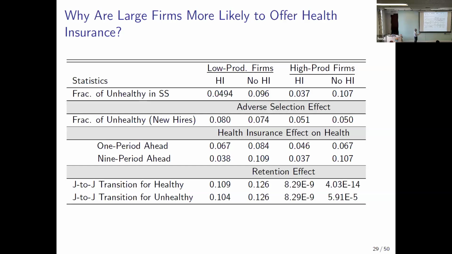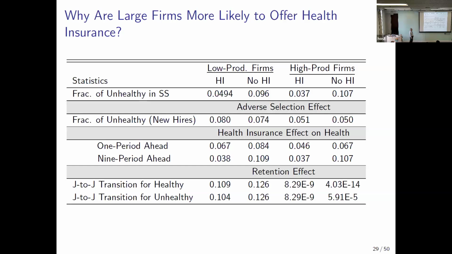We show that in the steady state, if a low productivity firm, a firm in the bottom 20% of the productivity distribution, were to offer health insurance, the fraction of workers that are unhealthy in the steady state will be about 5%. But if you're a high productivity firm and offer health insurance, the fraction of unhealthy will be only 3.7%. In other words, the high productivity firms are much less subject to adverse selection than the low productivity firms if they were to offer health insurance.